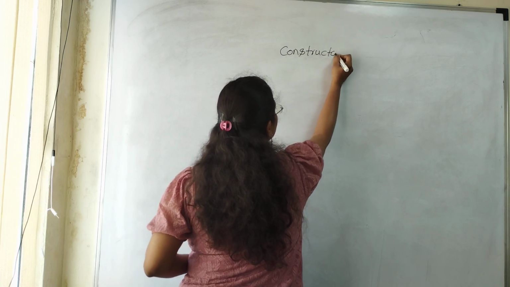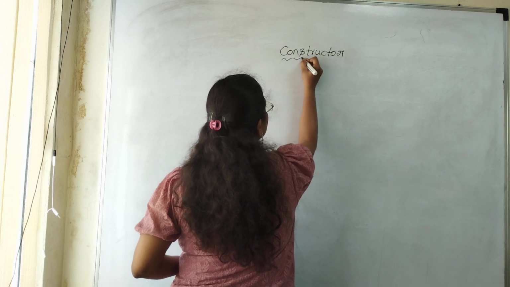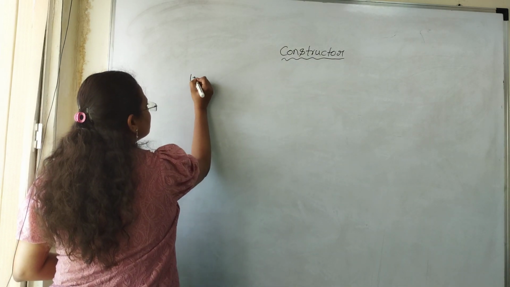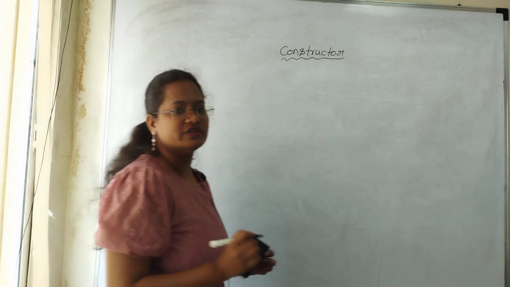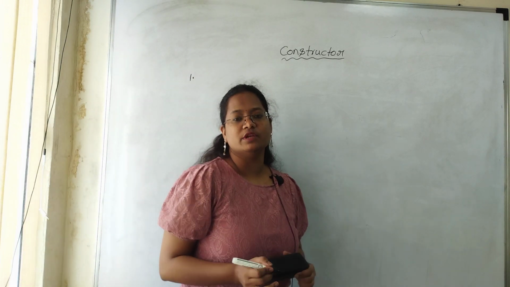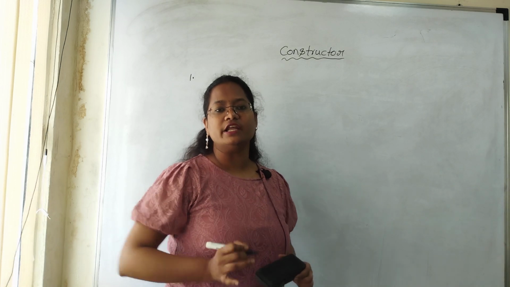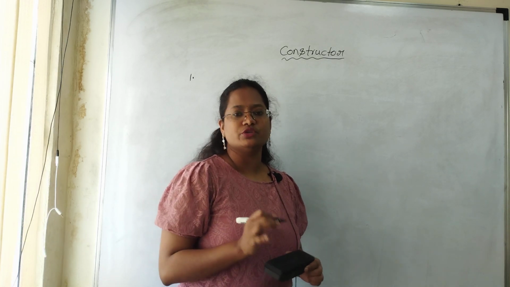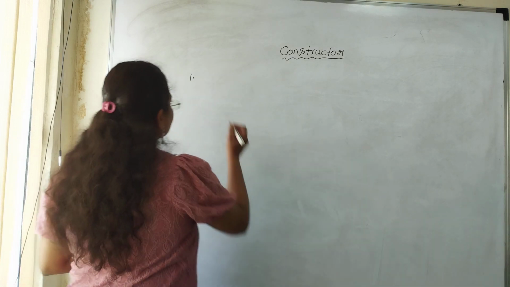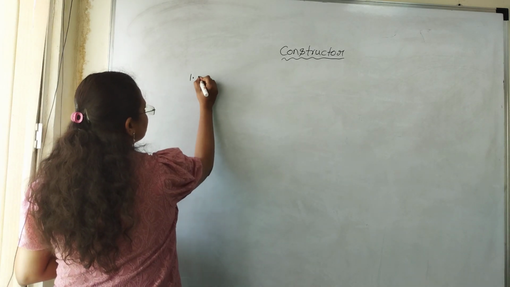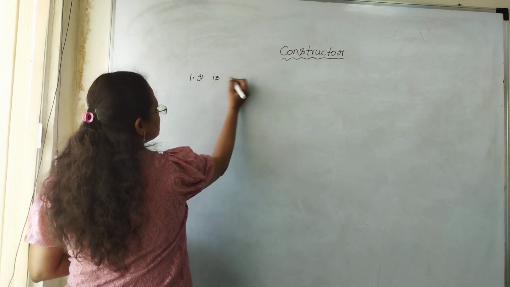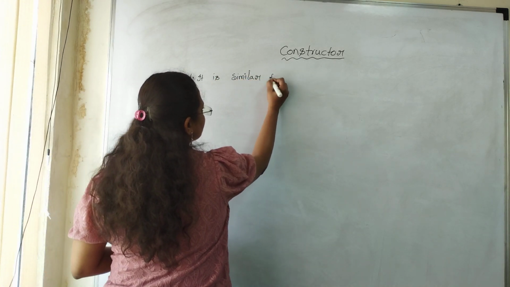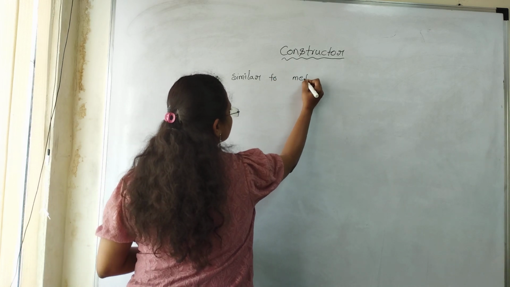Definition of constructor. So let us see the first point. The first point of the definition is: a constructor is similar to a method, which can contain a block of code. Constructor name and class name should be the same. Okay, what is the first point? It is similar to a method.